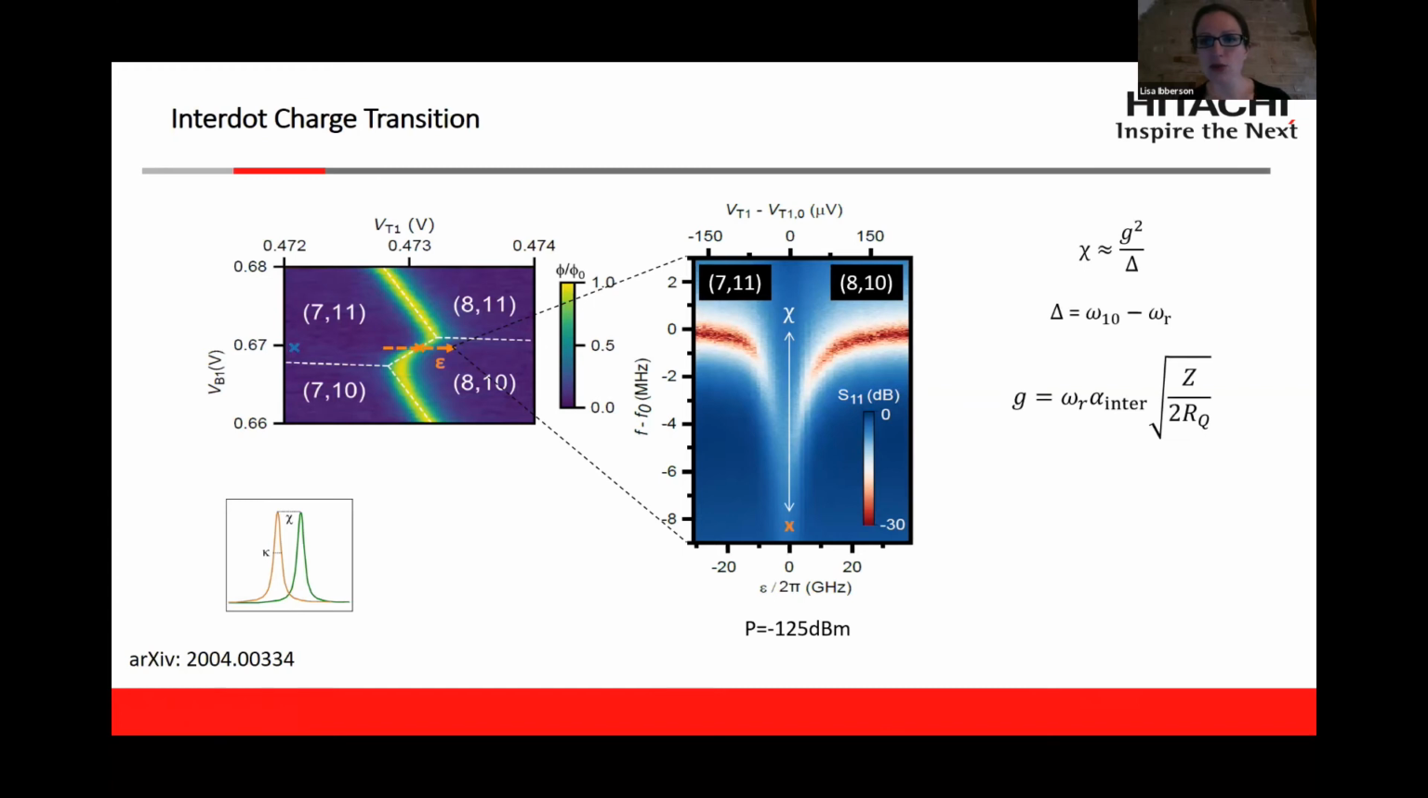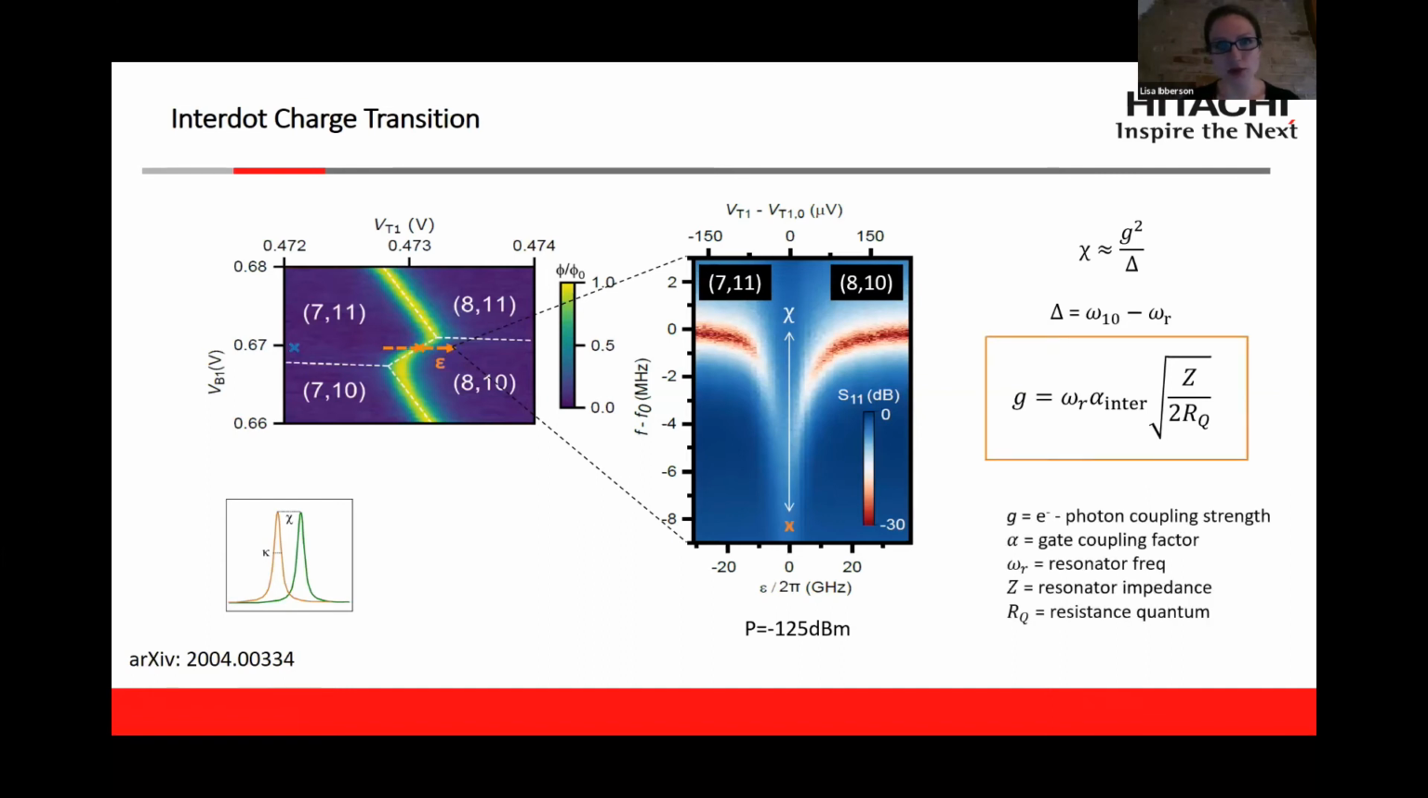And chi is given by g squared over delta, where delta is the difference between the frequency of the qubit and the resonator, and g is the coupling strength between the electrons and the photons. And this expression for g is particularly relevant for an experimentalist when designing cQED style measurements. It shows how by tuning and designing our experiment, we can maximize the coupling strength, g. So by operating at a high resonant frequency, by using devices with a high alpha, and designing a resonator with a high impedance, we can maximize the coupling strength between the electrons and the photons.